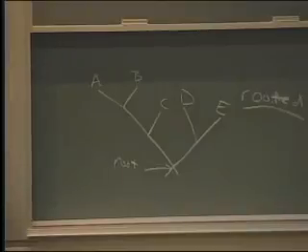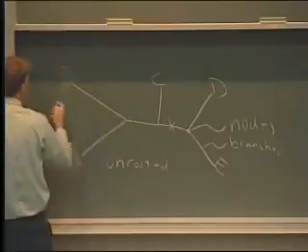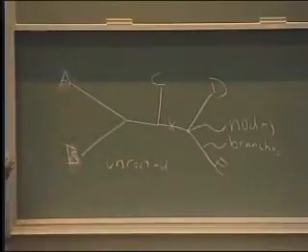A couple of little things that some people find confusing. You can rotate these branches and not change the meaning of the tree. So for instance, I could put A here and B here, and that is the same unrooted tree. I've not changed the meaning.